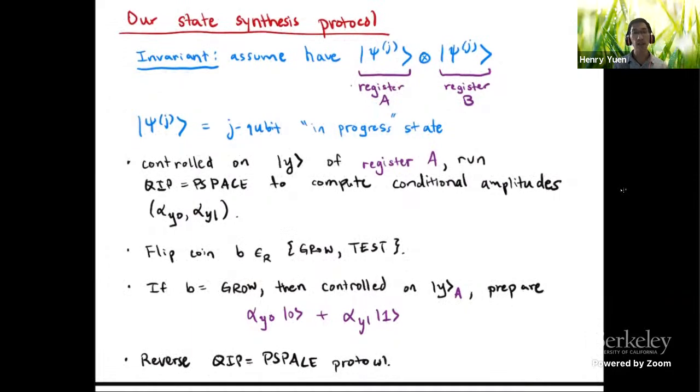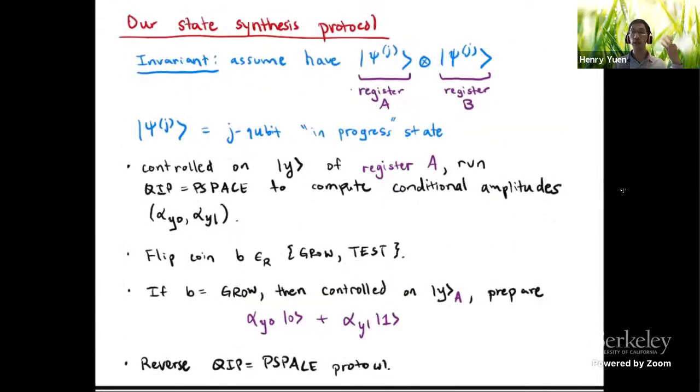Roughly, the idea is that the verifier is going to maintain an invariant as it's building the state qubit by qubit. It's actually going to have two copies of the state. At the jth step, we assume that as long as the verifier hasn't rejected so far, it's going to have two copies of this intermediate state psi j. At each round, it's either going to grow the state by one qubit, or it's going to perform a test round. And the prover won't know until it's too late whether it's a test round or a grow round.